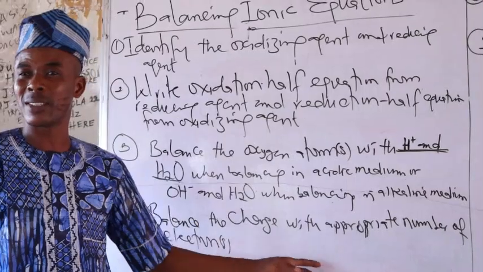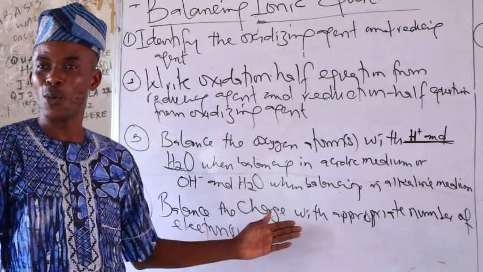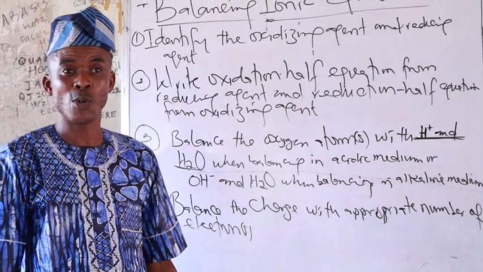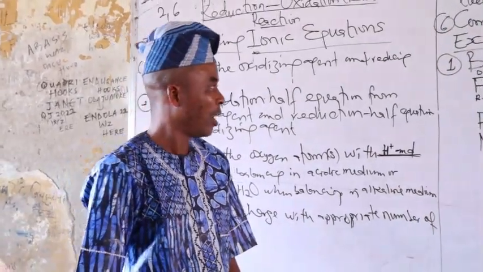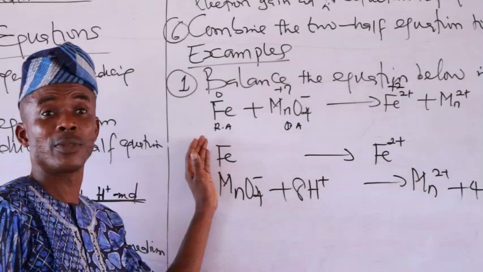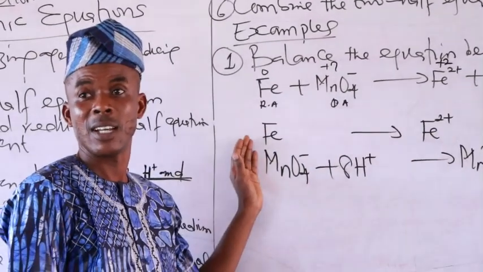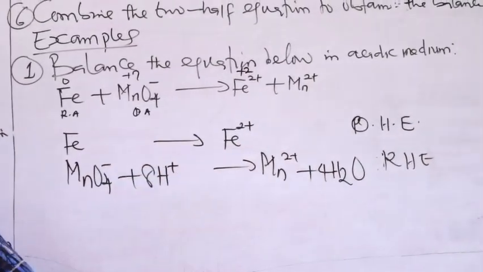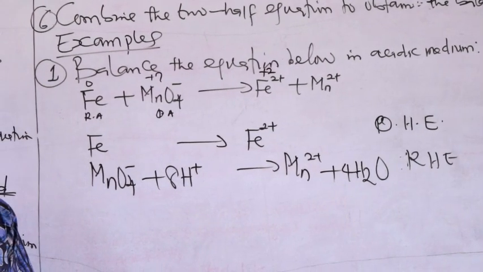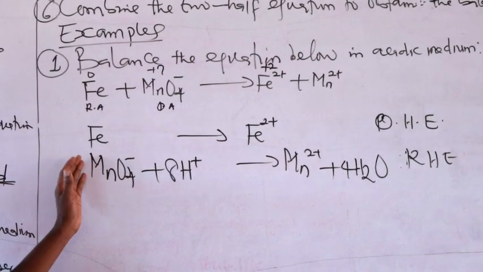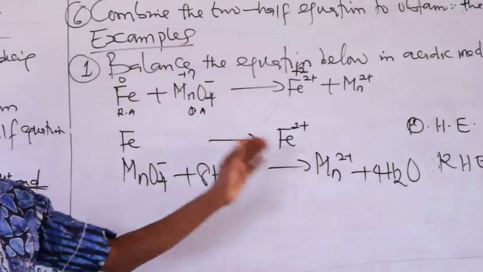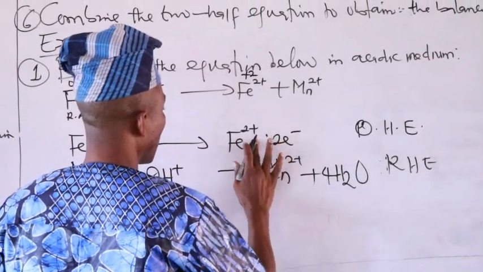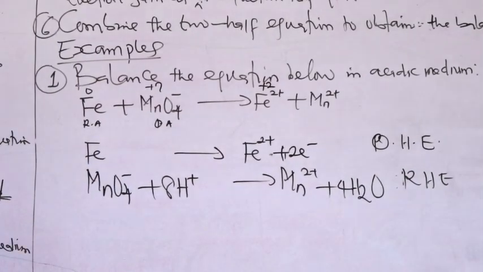How are we balancing the charge? What are we using to balance the charge? Electron. If you look at this, it's applicable to this one. Is the charge equal here? What charge do we have here? What else do we have here? What is different in that charge? 2. That means you are going to add 2 electrons. The electron should be added to where there is increase in charge. Where do you have increase in charge here? At the right hand side. So we have plus 2 electrons. And we are done with that.